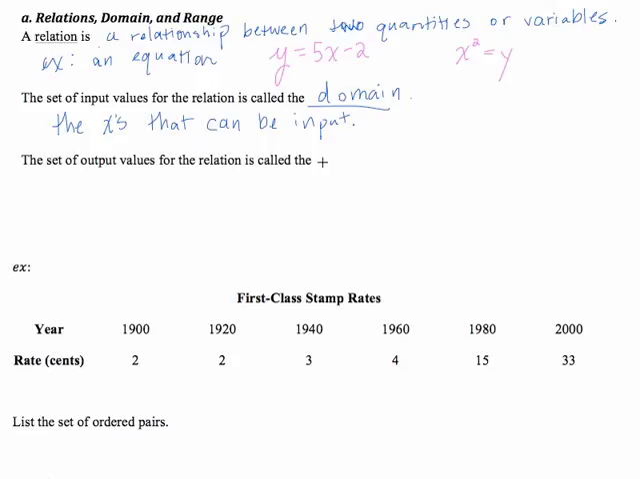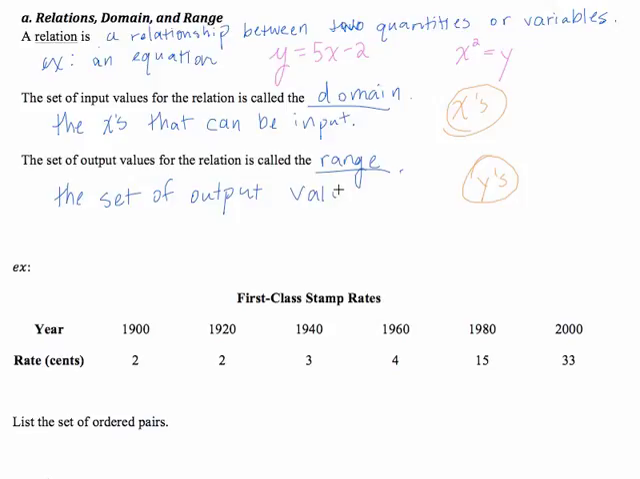The set of output values, that's called the range, typically your y's. So x's are the domain, y's are your range. It's the set of output values given your equation.